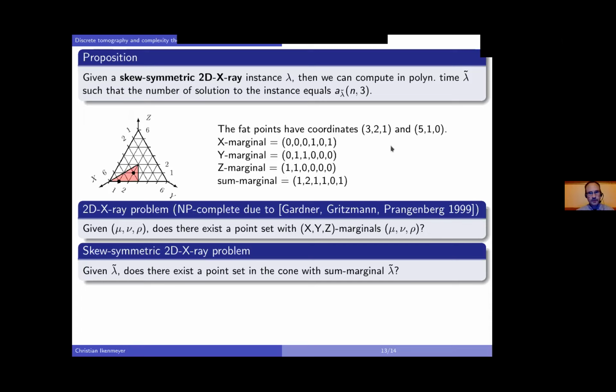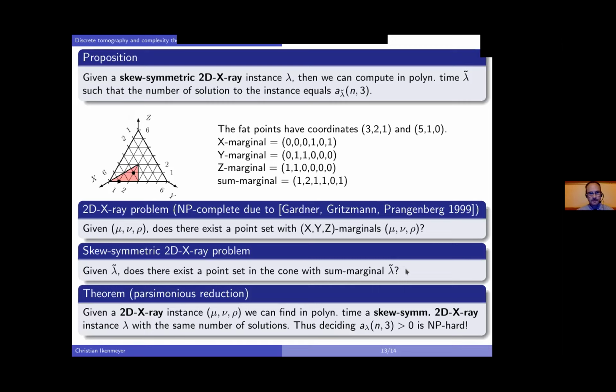And there are two problems related to this. First of all, the 2D X-ray problem. We know already that it is a hard problem. So somebody gives you the 3 marginals here, X, Y, Z. Does there exist a point set that has these marginals? And that's already known to be NP complete. And the skew-symmetric version is now a bit of a weird version that people have not looked at before, but that is the one that we need for the Plethysm coefficient. So somebody gives you only the sum marginal. Does there exist a point set in the cone that has the sum marginal? But it is similar, right?